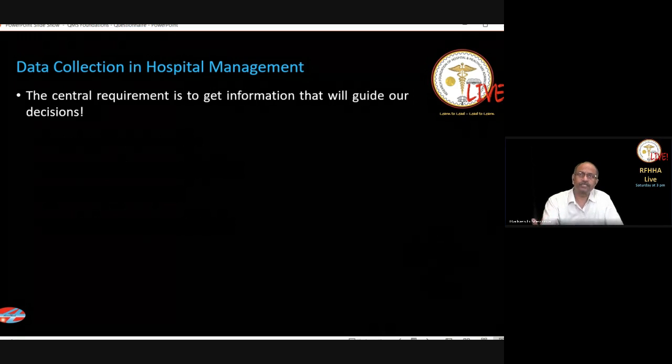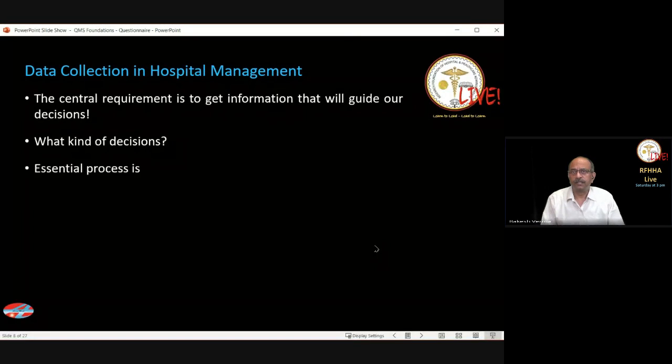So what is it that we are trying to do? What we are trying to do is to get information that will guide our decision. That is the sole purpose of the questionnaire: that we collect data, we analyze that data, and we draw an inference from that analysis, and then use that inference for our decision making. So what kind of decisions do we need to make in, let's say, the day-to-day operations of the hospital? If we restrict ourselves only to hospital management, we will be looking at patient satisfaction, possibly services like the linen or the dietary services.